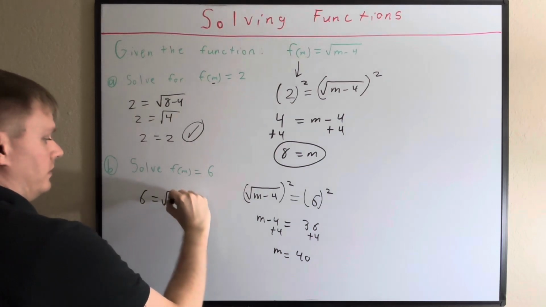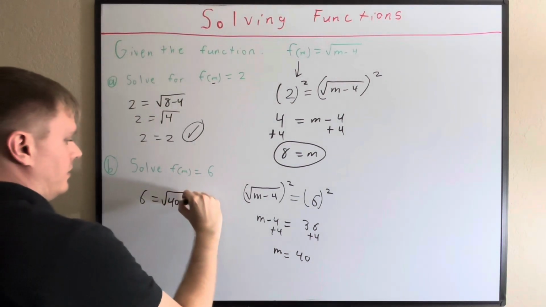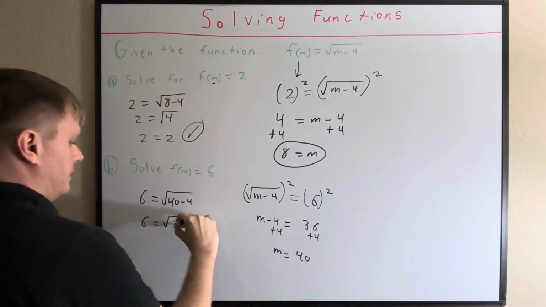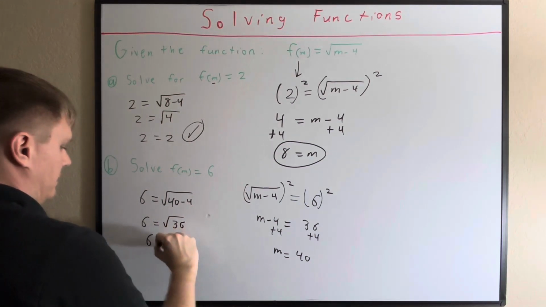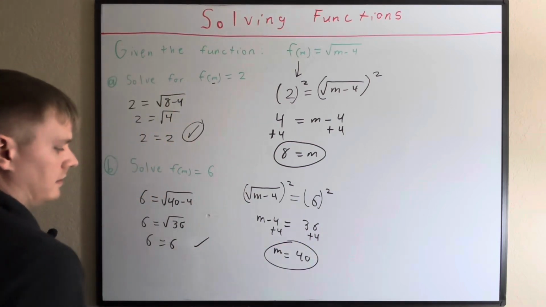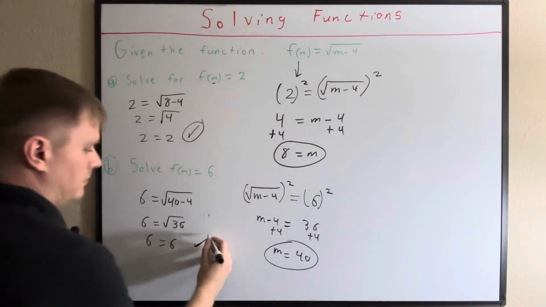Then we got to check that answer. 40 minus 4, 6 equals square root of 36. 6 equals 6. Yep, that checks. Better check mark.